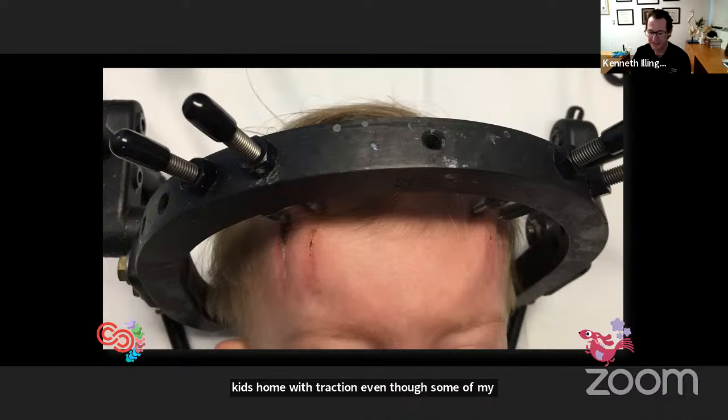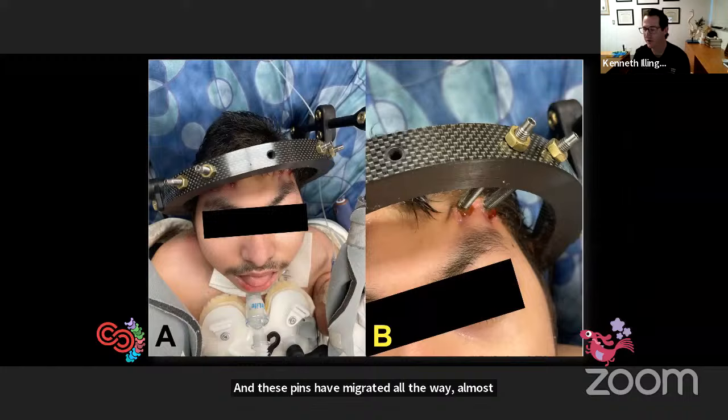And you can see over here, this kid is actually in a halo vest immobilization, but this family came back and said, oh, well, this just happened. And you're like, oh my goodness, no, it did not, right? So you can see where this pin basically migrated from. It migrated so much over time that it actually scarred in, and these pins have migrated all the way cephalad, almost basically off of the skull, right? And so these pins really require daily inspection in my hands, especially in the halo traction kids.